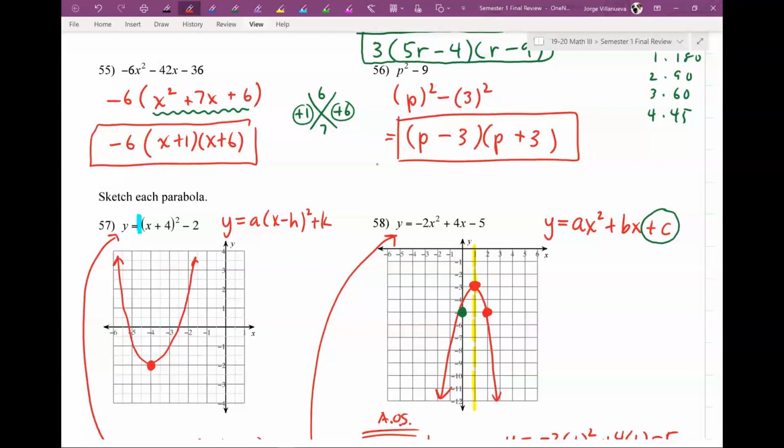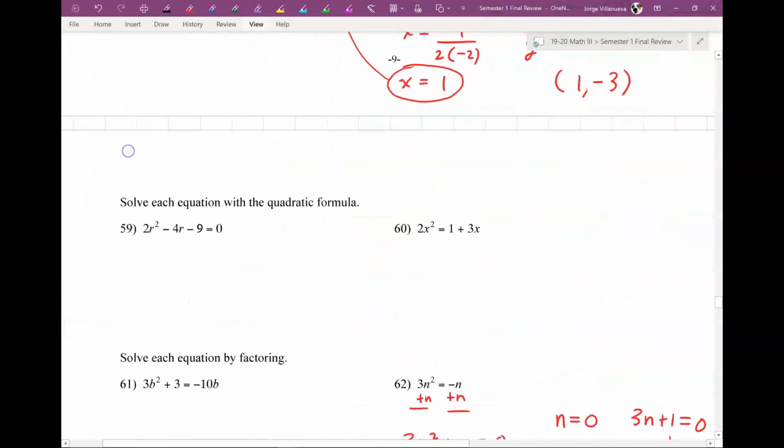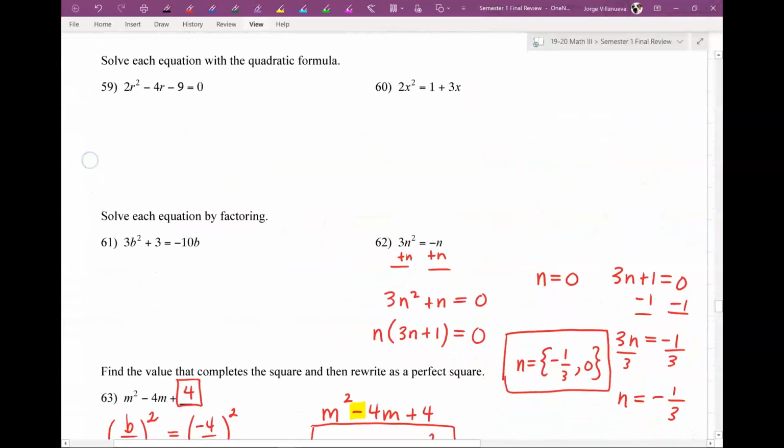Okay, we did 57 and 58. Now, 59, 60, and 61 are basically just like the ones we did, just that we have to solve. Notice for 59, I cannot factor any numbers out. There are 3 terms, so let me try doing the X method for it.